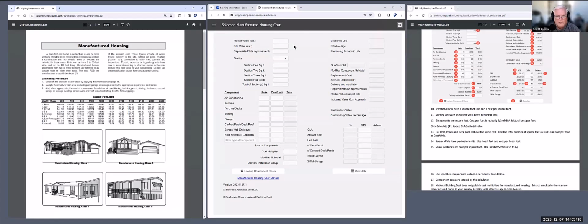Our goal is to give you a tool that not only does the cost, but helps you do the analytics of the cost approach to support assignment results like effective age, remaining economic life, and then grid adjustments.